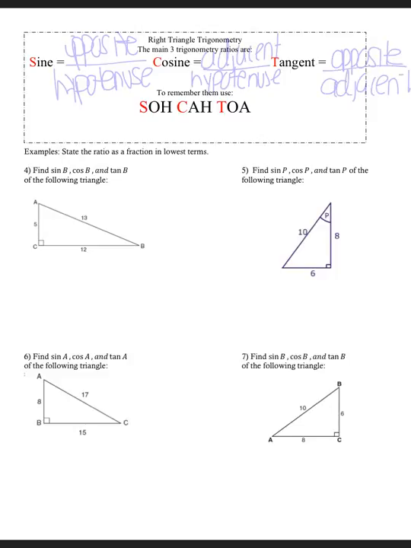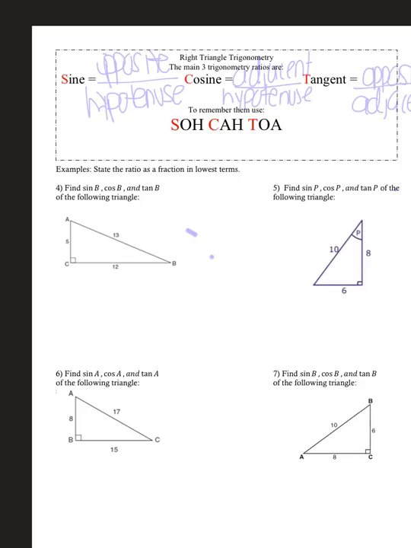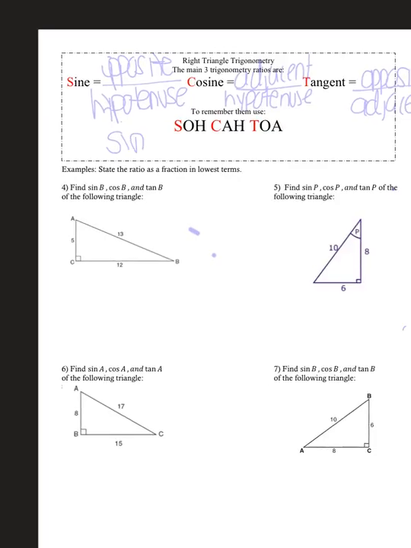Okay, so we use the shortcut. We call it SOHCAHTOA. So sine is equal to opposite over hypotenuse. Cosine is equal to A over H. And then tan is equal to O over A. Hence why we say SOHCAHTOA.